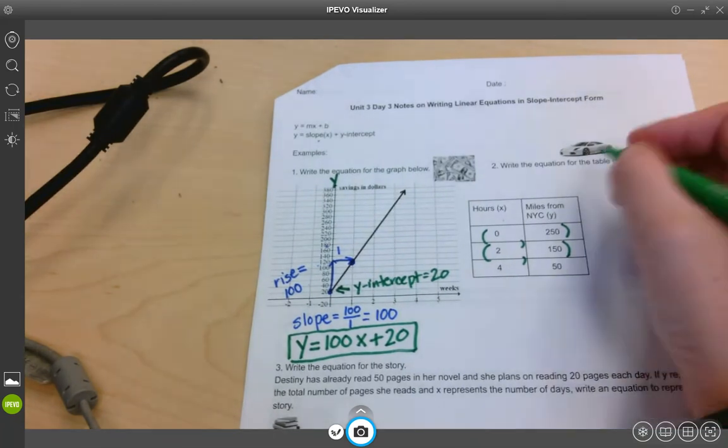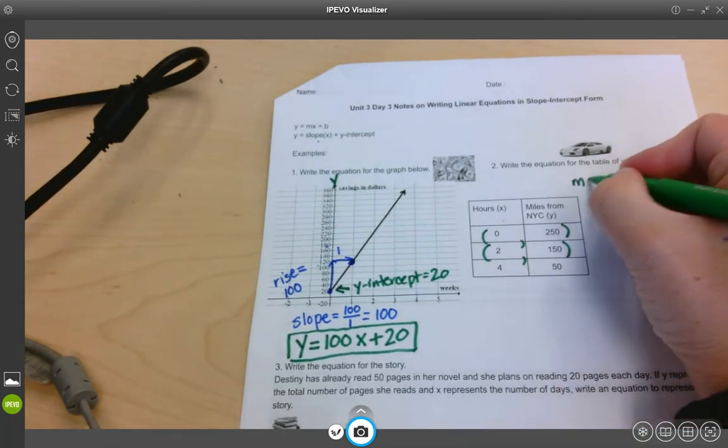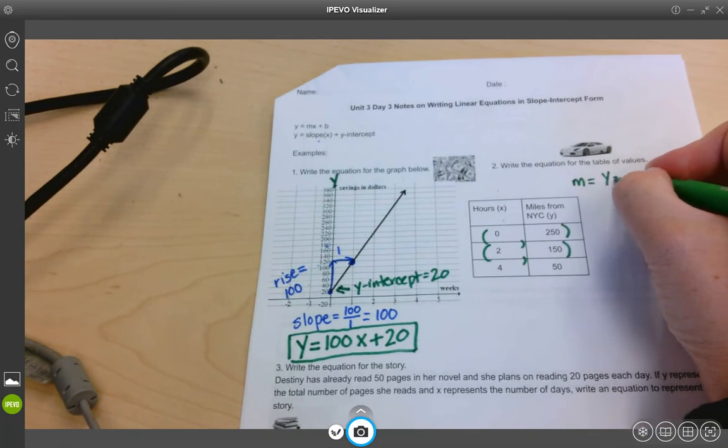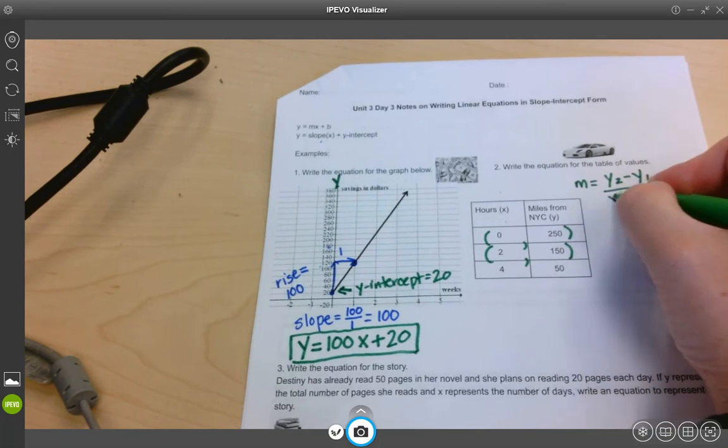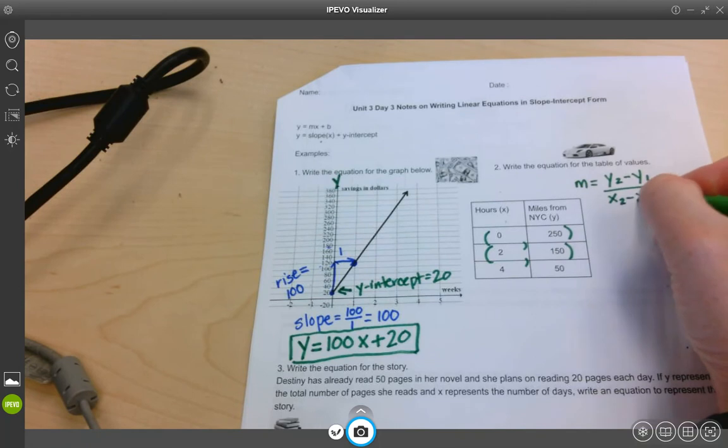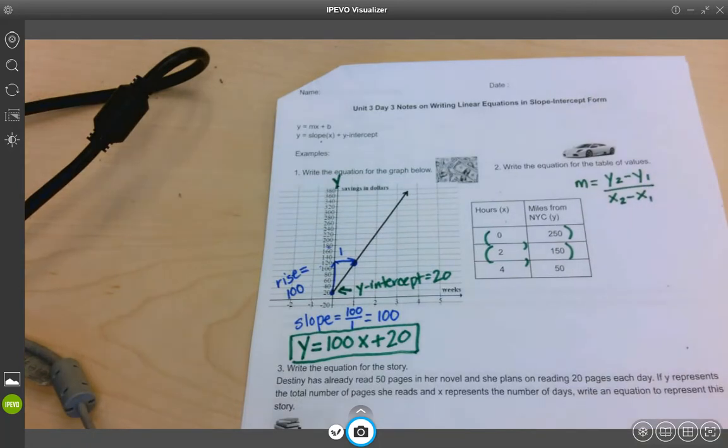And we need to use that formula. The change in y, that's y2 minus y1, over the change in x. And remember, this formula really means the same thing as rise over run. The rise is the change in y, and the run is the change in x.